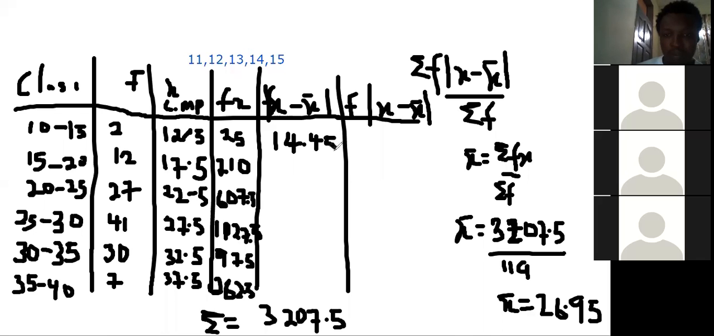Then when you finish, you come and find f times that. The f here is 2, so 2 times this 14.45. What are you getting? You're going to get 28 point something, 28.90.